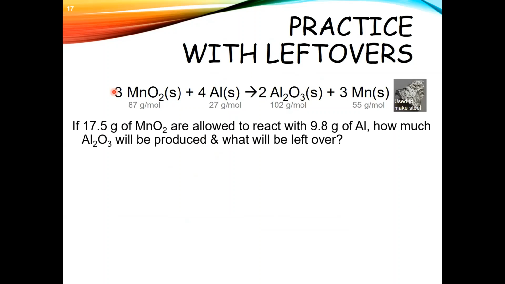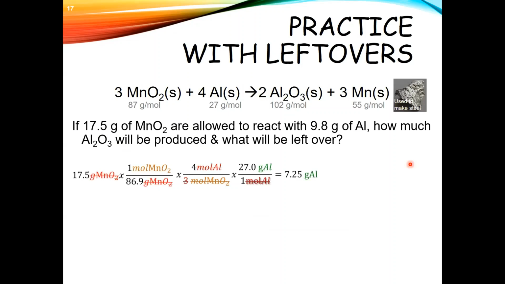So in this reaction, we have 3 MnO2s plus 4 aluminums reacting to give us 2 Al2O3s plus 3 manganeses. Right? So 17.5 grams of MnO2 are allowed to react with 9.8 grams of aluminum. How much Al2O3 will be produced and what will be left over? Again, we need to figure out which species is our limiting reactant. To do that, we're going to have to figure out how many moles of each is present.